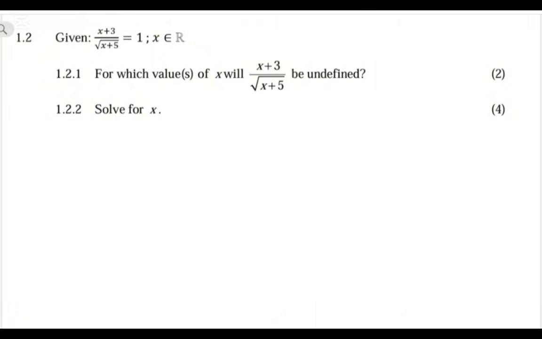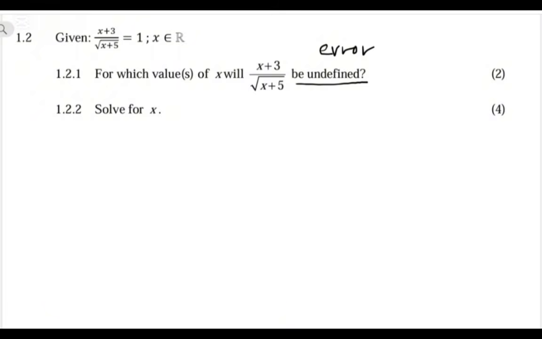So going to 1.2, they say given x plus 3 and so on, perfect. So 2.1, they say for which values of x will x plus 3 divided by x be undefined. So when they talk about undefined, in your calculator you might find it as error, or math error, something like that.